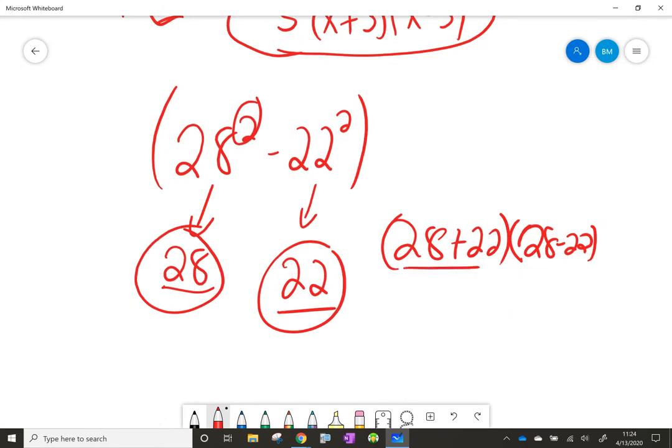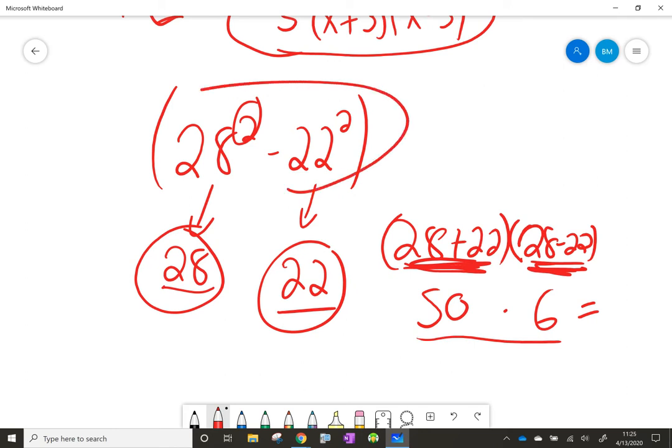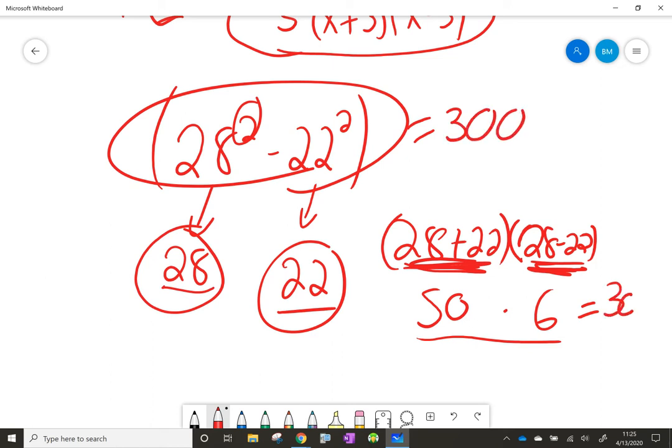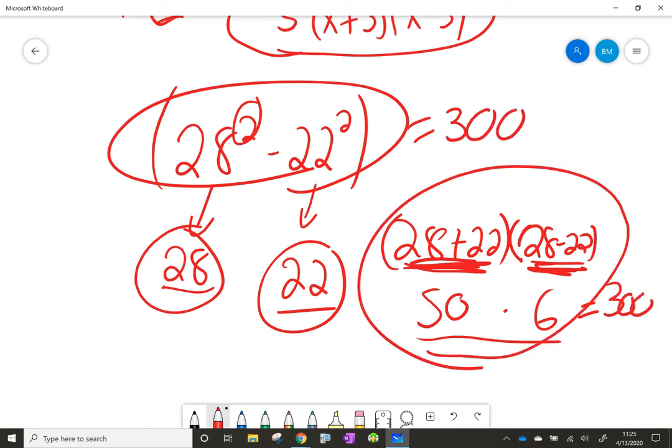Let's see, what is this? 28 plus 22 is 50. And then 28 minus 22 is 6. So you have 50 times 6, and then you get your answer that way. For some of us, 50 times 6 is easier to do in our heads than 28 squared minus 22 squared. So that's why they come up with this little trick for you to be able to find the answer. Both of these would equal 300, but this is a method of breaking it down so you can do it in your head more than relying on a calculator.